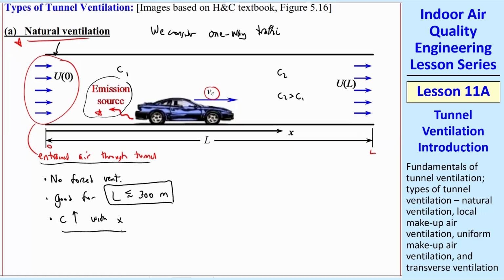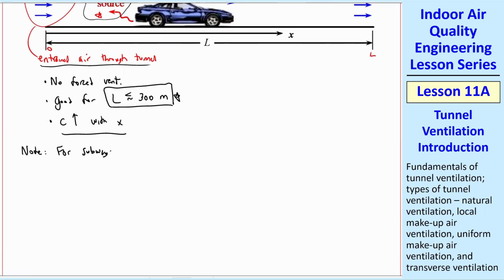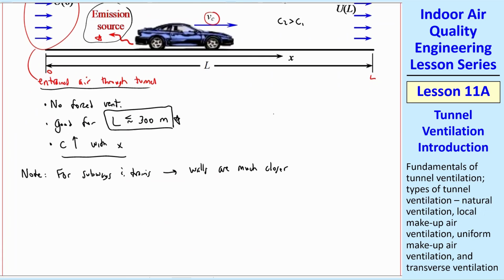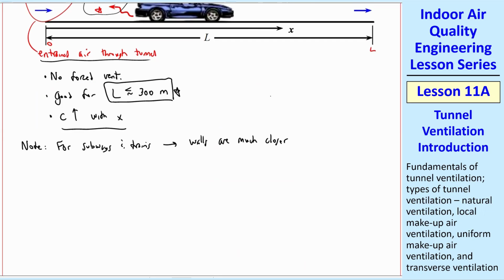So that's what limits this to 300 meters. I just want to mention for subways and trains, the problem is the walls are much closer. These are smaller tubes that subways go through. With a car tunnel, you have to have the walls pretty far away or you'd have a lot of accidents. But for subways, they're on a rail and there's no problem with them hitting the walls as long as there's a little bit of clearance.